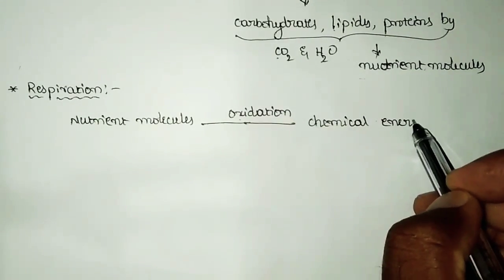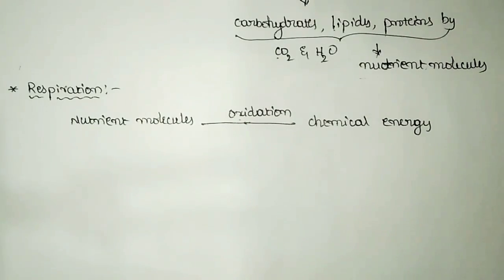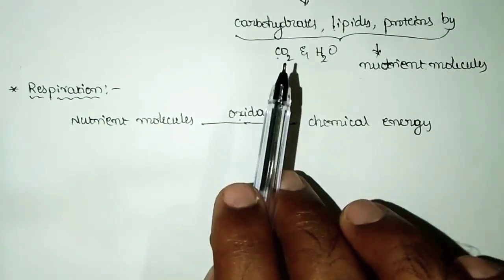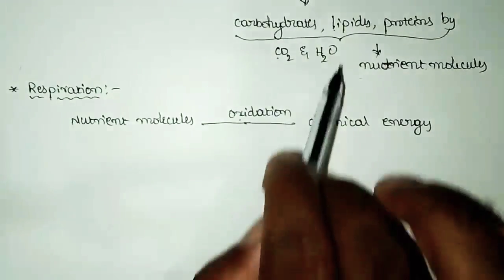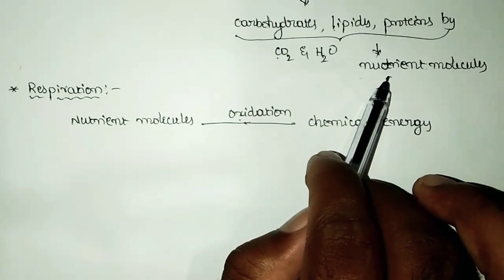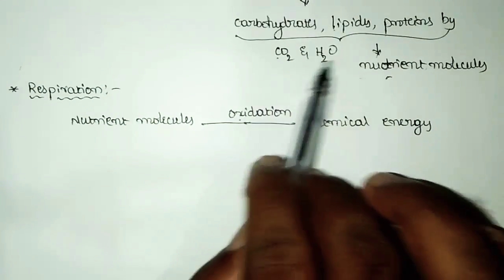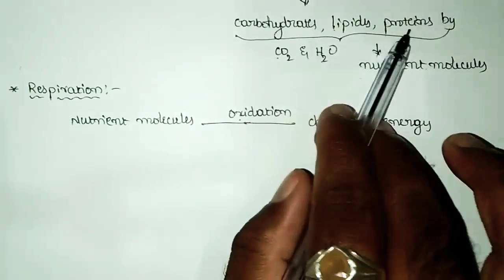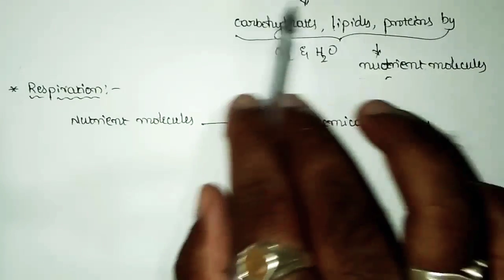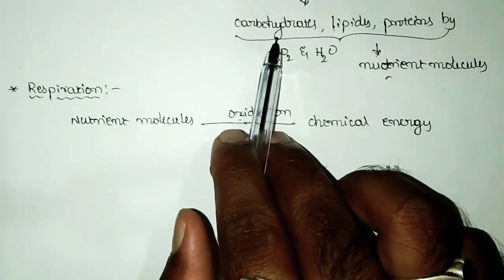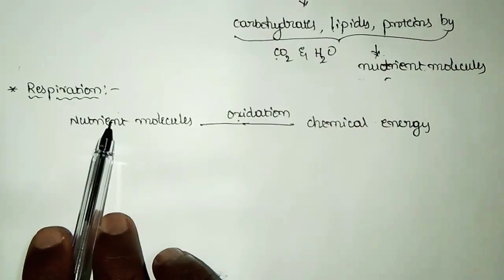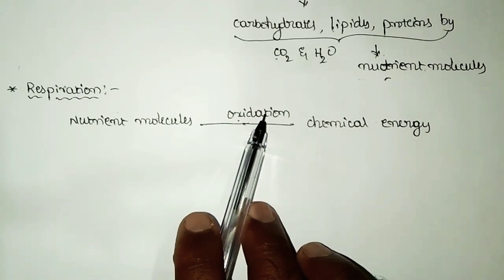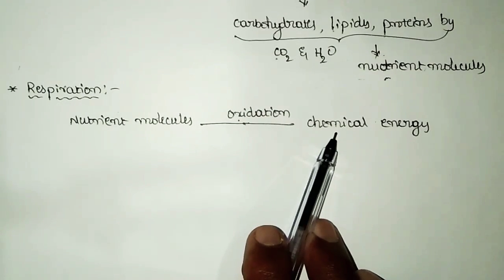So the solar energy was converted into chemical energy, and that chemical energy was converted into the form of carbohydrates, lipids and proteins, that is, nutrient molecules, in photosynthesis. The energy present in the carbohydrates, lipids and proteins, because we know that these materials are called the sources of energy, that is the nutrient molecules, will in the stage of respiration undergo oxidation so as to produce chemical energy once again.